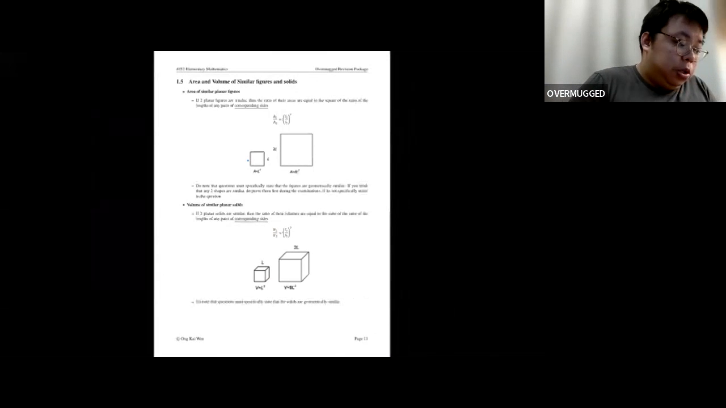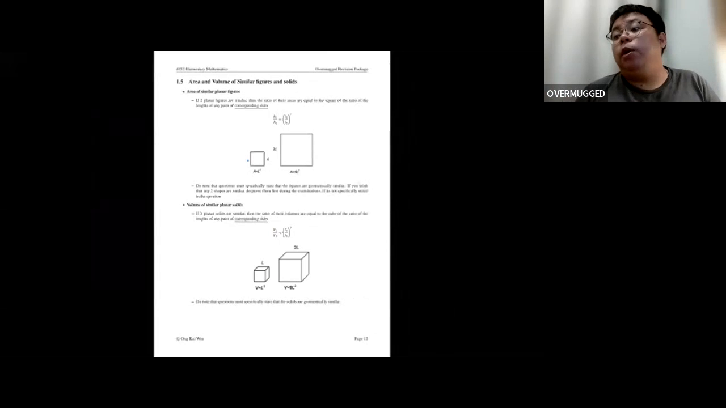Next, let's talk about this concept of area and volume of similar figures and solids. I'm going to share that this particular concept is very important. And I also know that this is something that a lot of students actually have issues with.